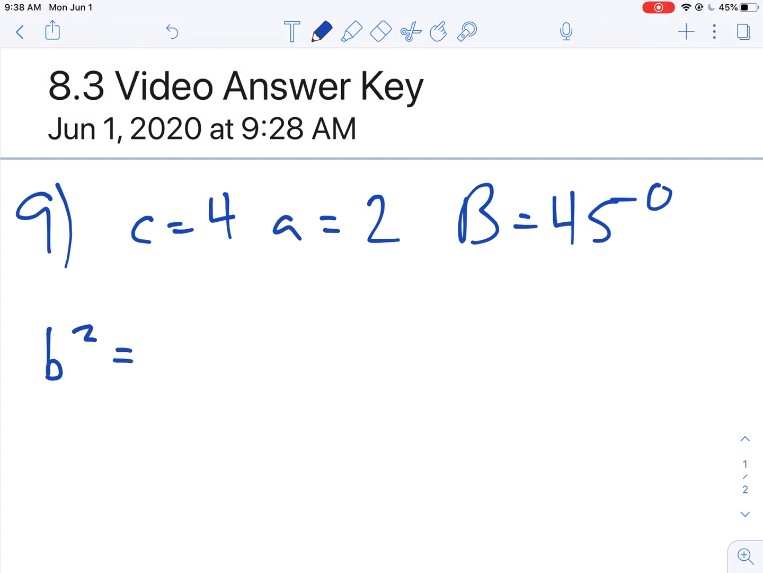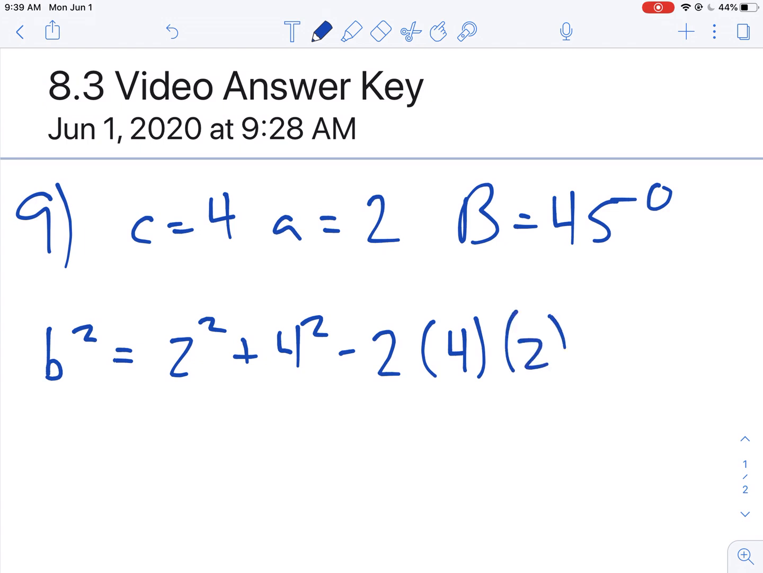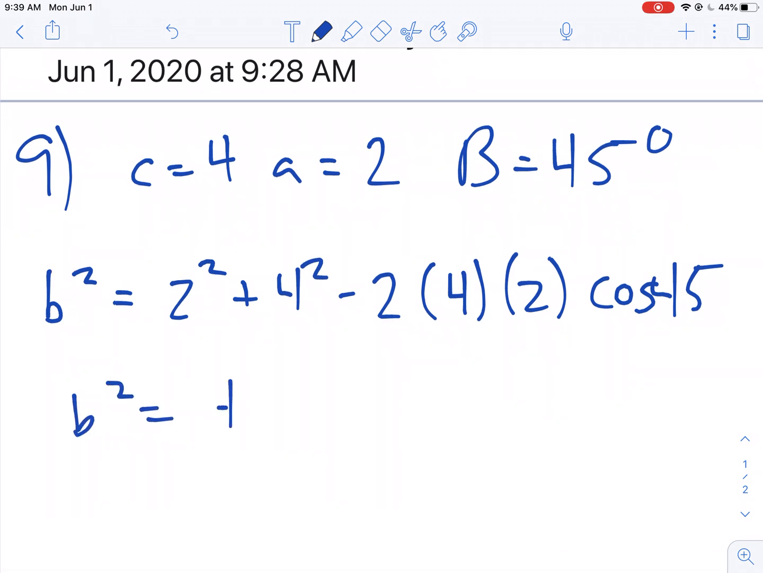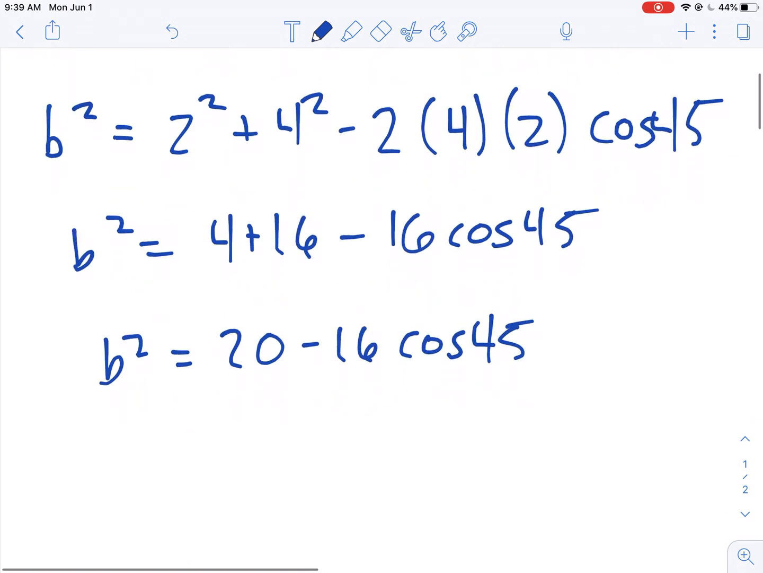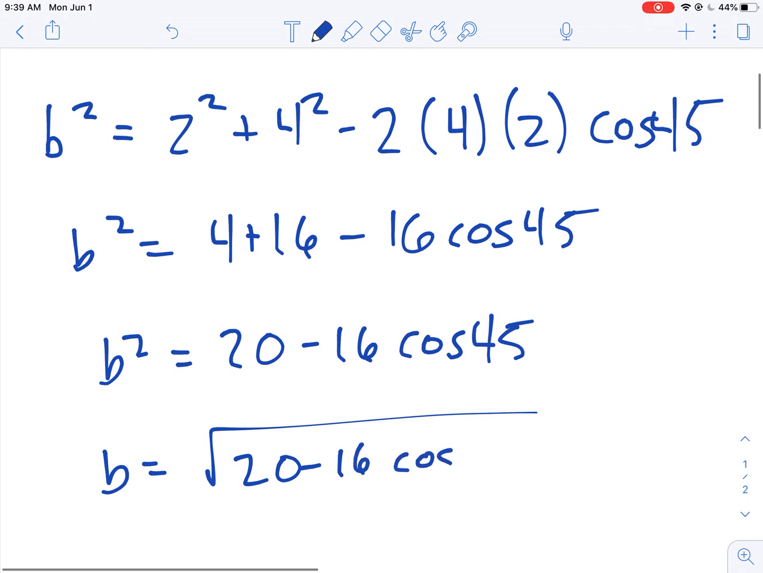B squared will be equal to 2 squared plus 4 squared minus 2 times 4 times 2 times the cosine of 45. So B squared will be equal to 4 plus 16 minus 16 times the cosine of 45. B squared will be equal to 20 minus 16 times the cosine of 45. And then B will be equal to the square root of 20 minus 16 times the cosine of 45.